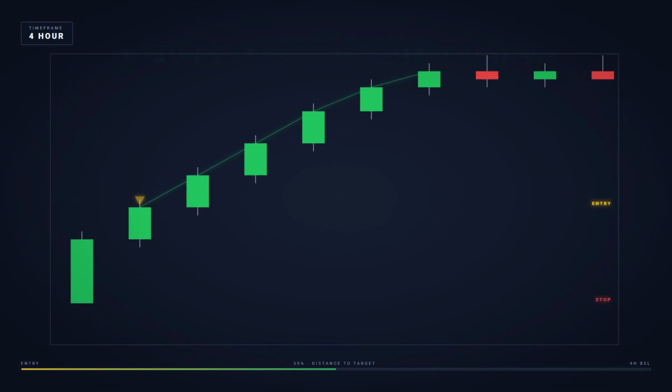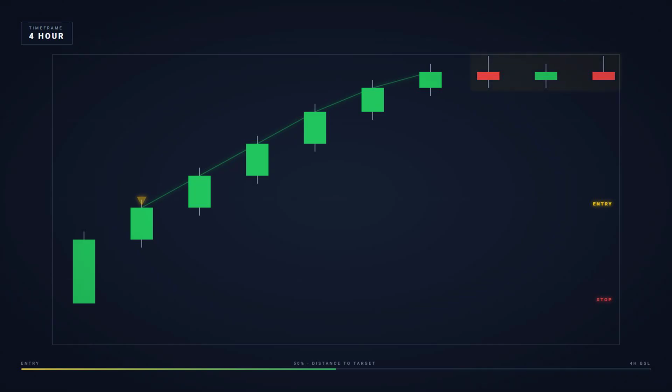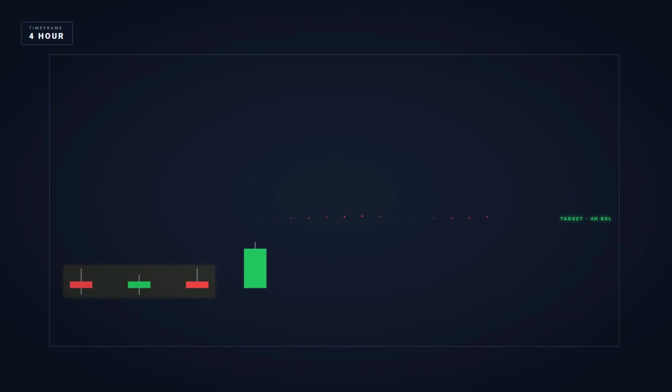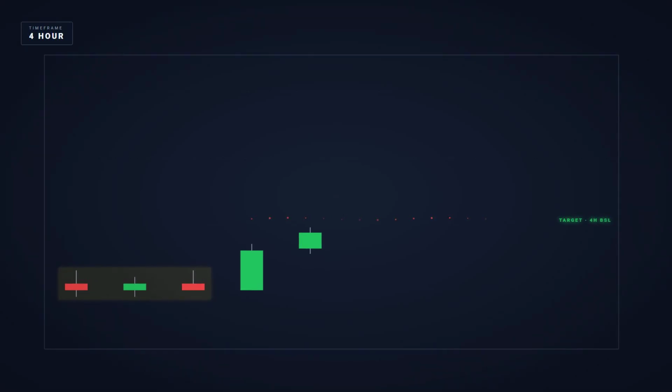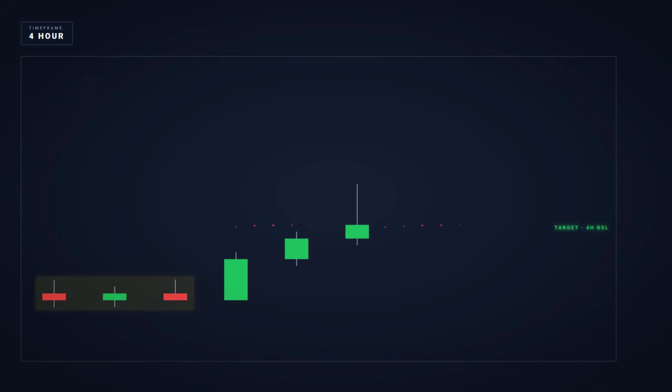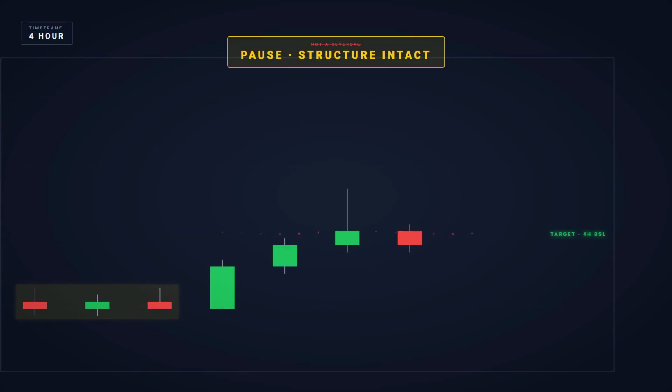About halfway to the target, the 4-hour chart shows a brief consolidation. 2 or 3 candles with overlapping bodies, neither making meaningful progress higher nor giving back meaningful ground. This is normal. It's the market pausing to allow partial exits, to let the weaker hands close their positions, to briefly rebalance supply and demand before the next leg continues. It is not a reason to exit the trade. The structure hasn't broken. The direction hasn't changed. The consolidation is a pause, not a reversal.